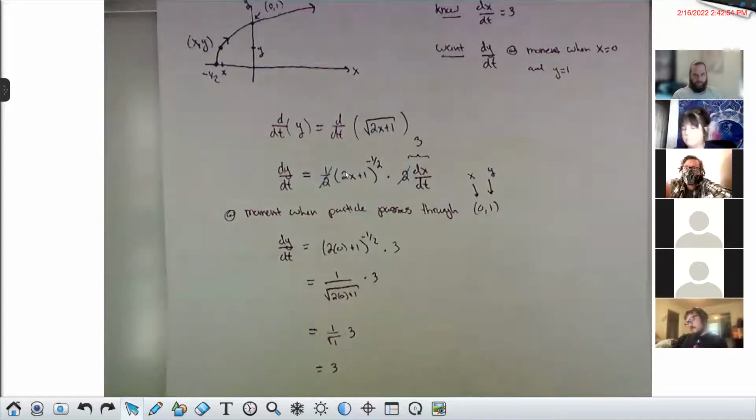So in here, I'm going to plug 0 for x because I'm interested in the moment when the particle goes through this point, and at that point, x is 0. And here for dx/dt, I'm going to plug in 3 because that was the value of that derivative that we were able to deduce from the word problem.